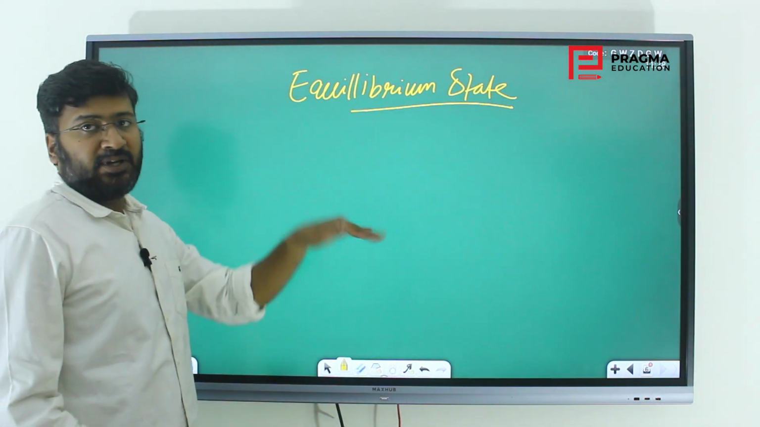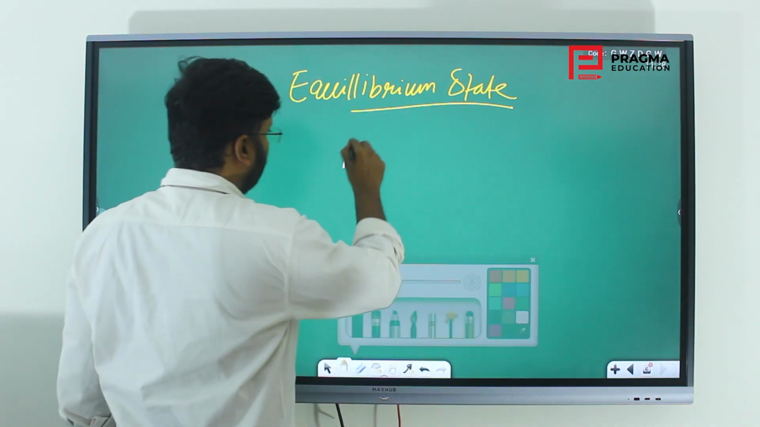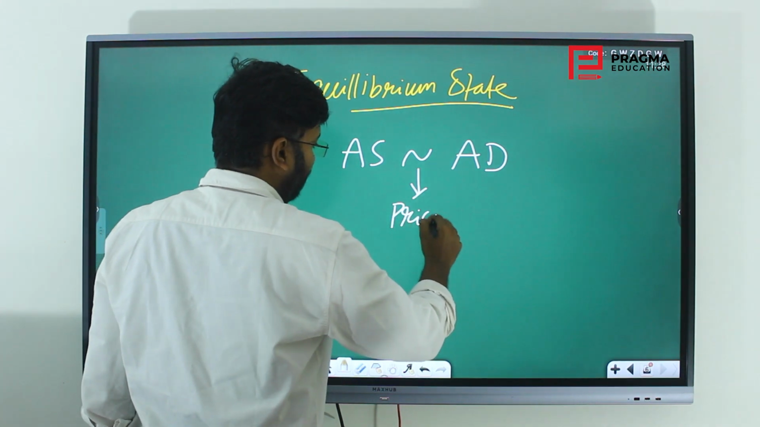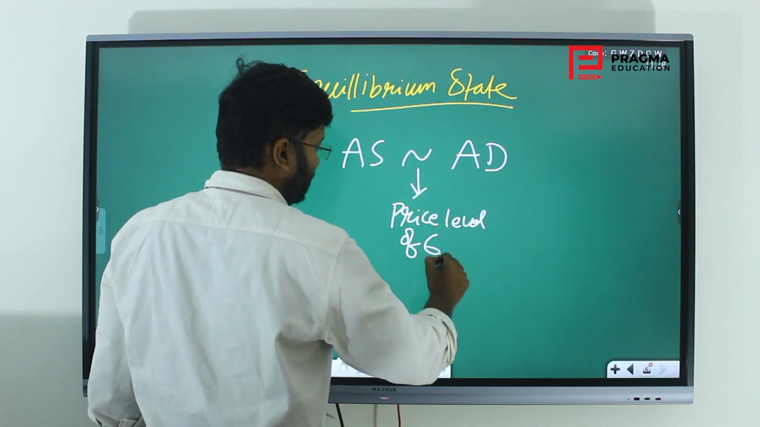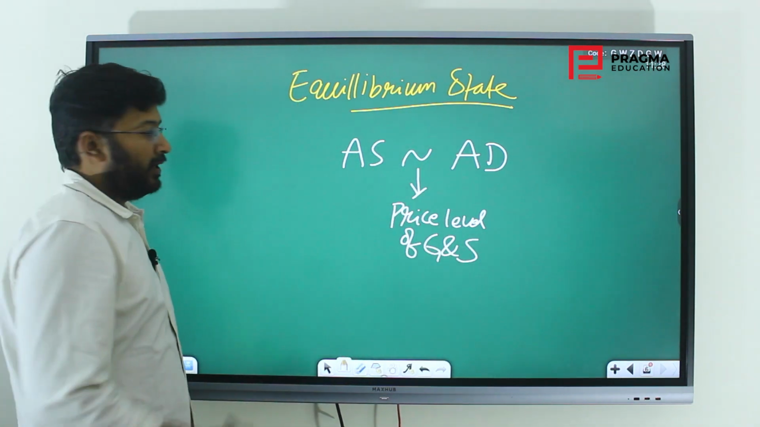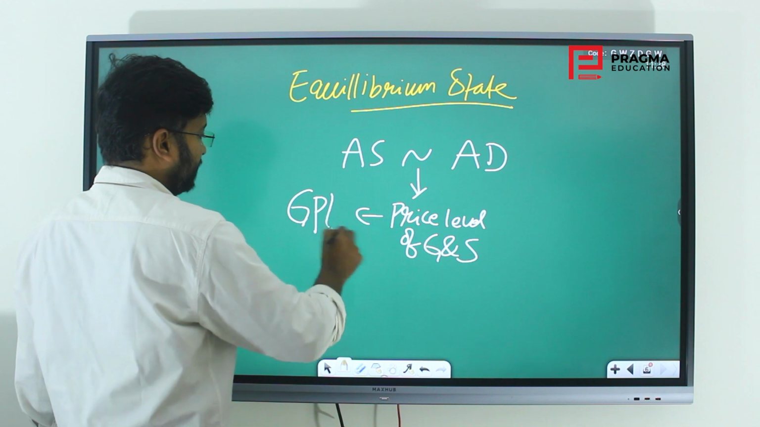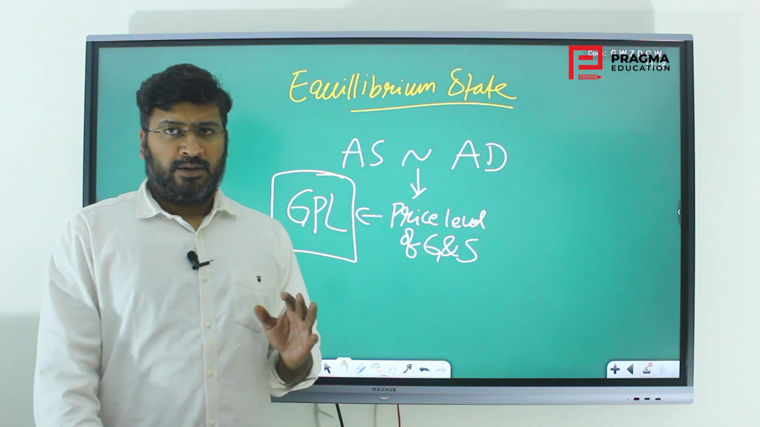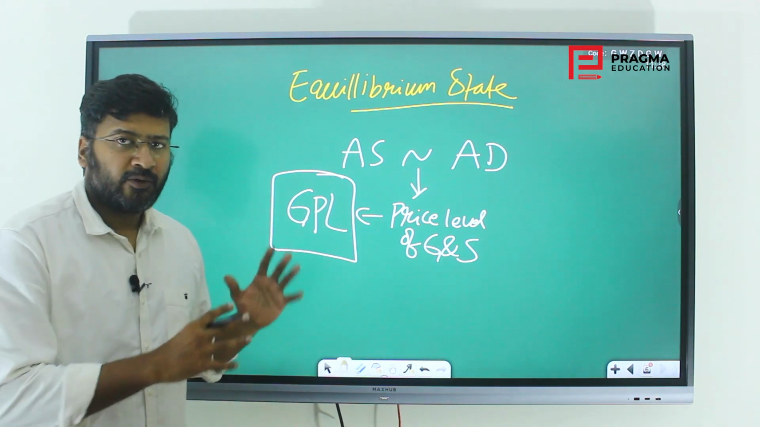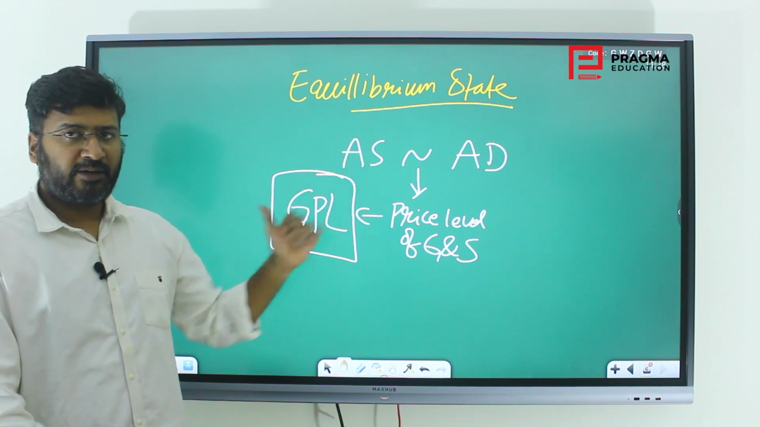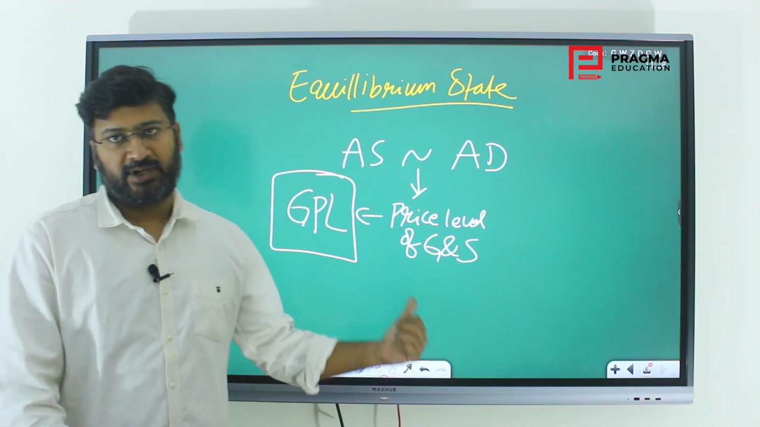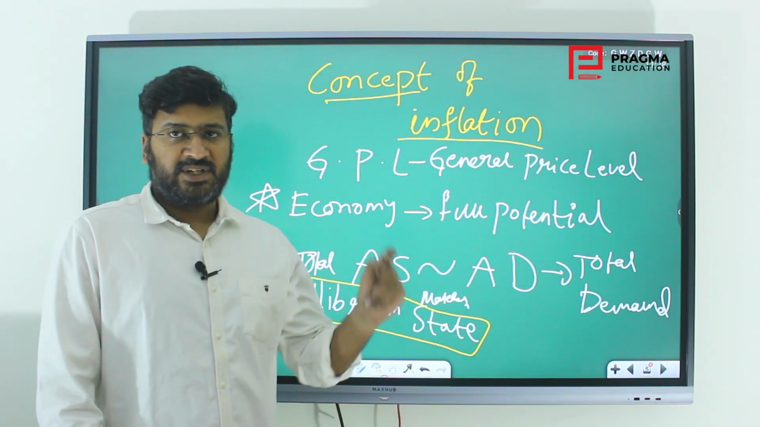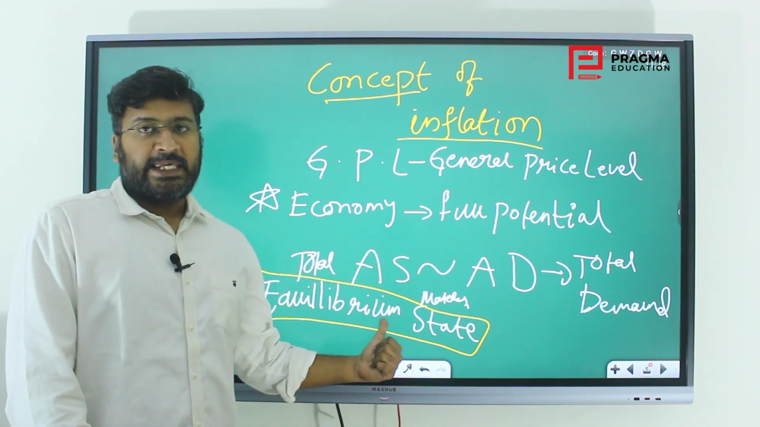So in this equilibrium state, when this aggregate supply and aggregate demand are matching, there will be the price level of goods and services here in this equilibrium state. That price level of goods and services is called general price level. Hope I am clear. We are looking into the concept of inflation. Within that, we are trying to find what general price level is. So what is general price level? It is a price level of goods and services that is existing in equilibrium state.